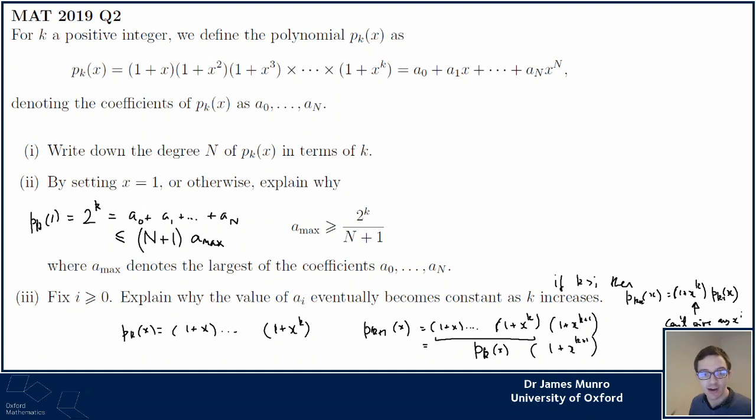This term can't give any contribution to the x to the i coefficient because it's already too many x's multiplied together. So no matter which term you choose from p_{k-1} to multiply it with, you can't get any x^i. So the coefficient a_i doesn't change. It's the same as it was for p_{k-1}, because I'll get that coefficient from the 1 and I'll get no more contribution from this x to the k. Okay, so the a_i there will stay the same as I multiply by 1 plus x to the k, once k is big enough.